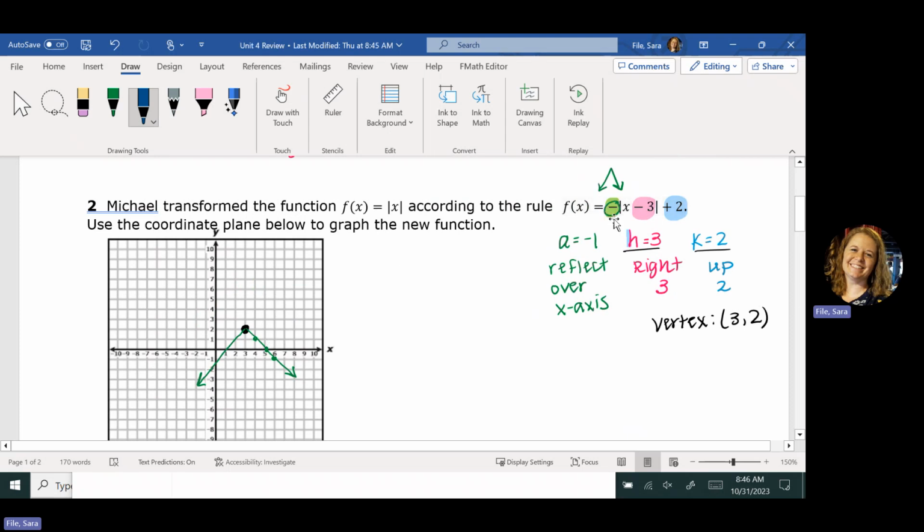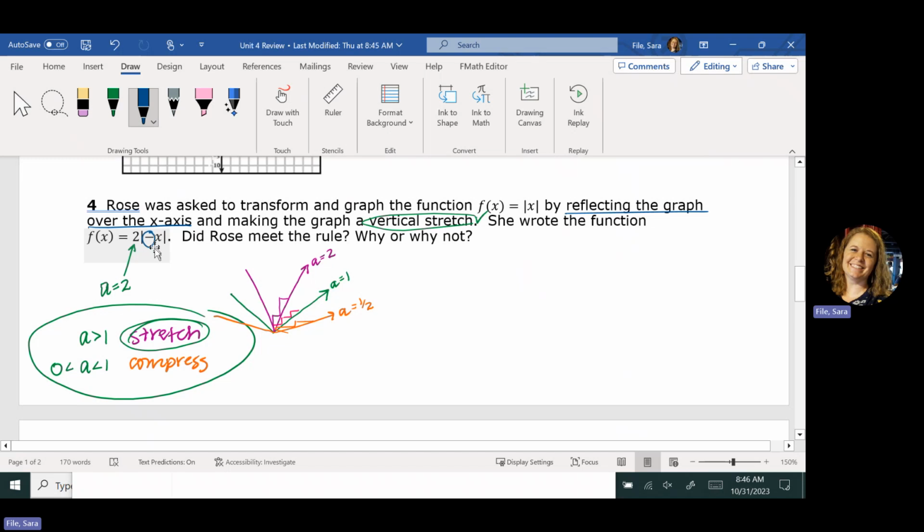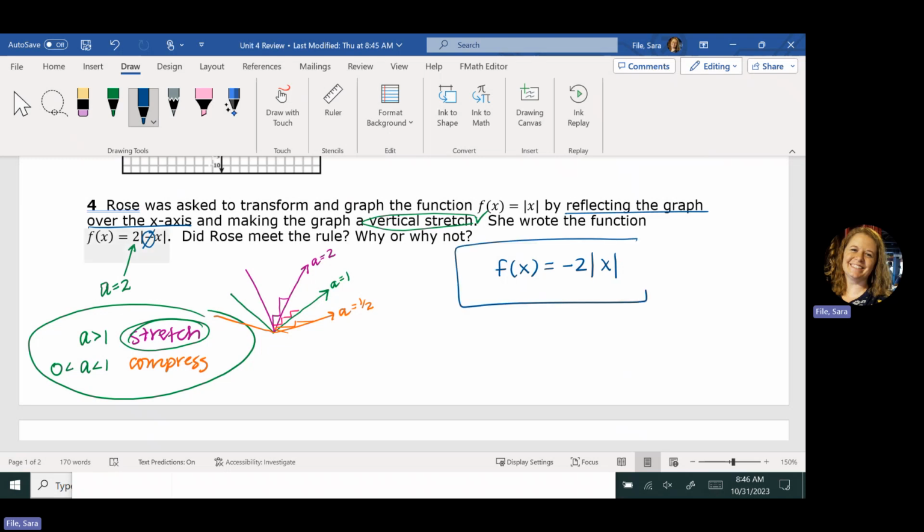Where was the negative to reflect over the x-axis? Where was that negative? It was outside the absolute value bars. Rose put her negative inside the absolute value bars. So that is incorrect. So she should have written it: the 2 was good, but the negative needed to be outside. So it should have been -2 times the absolute value of x. So the answer there is no, because she put the negative in the wrong spot.